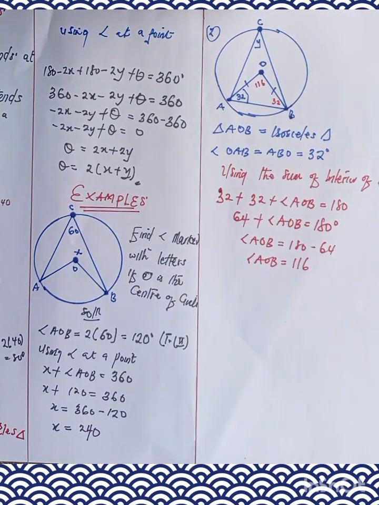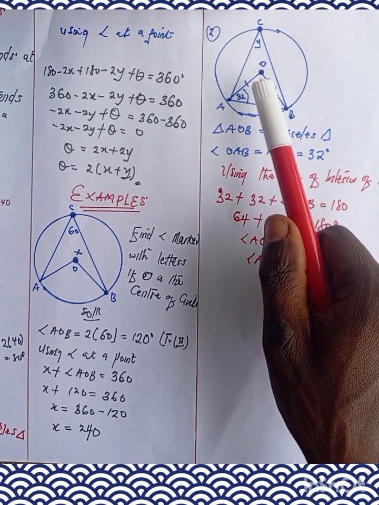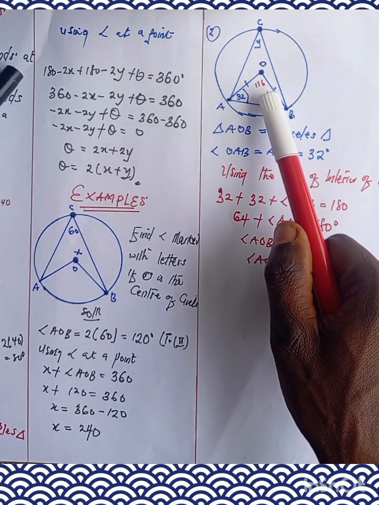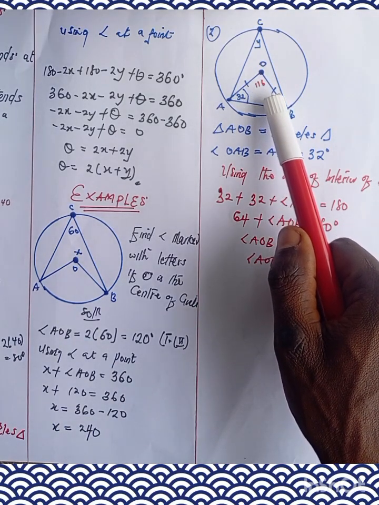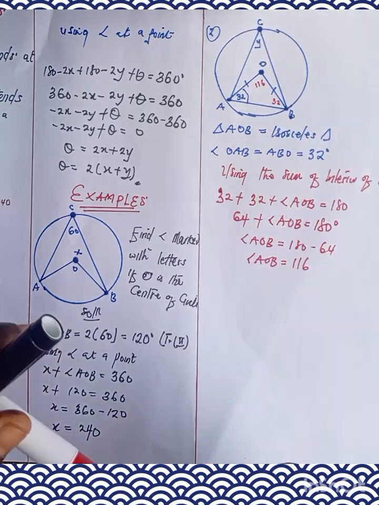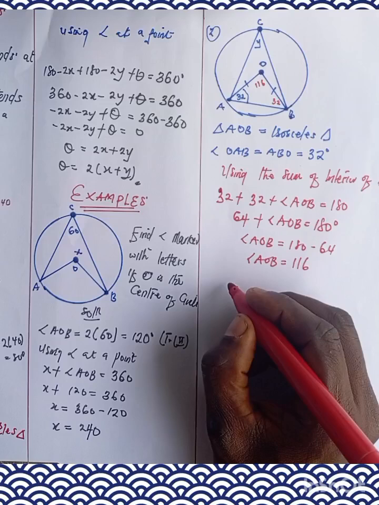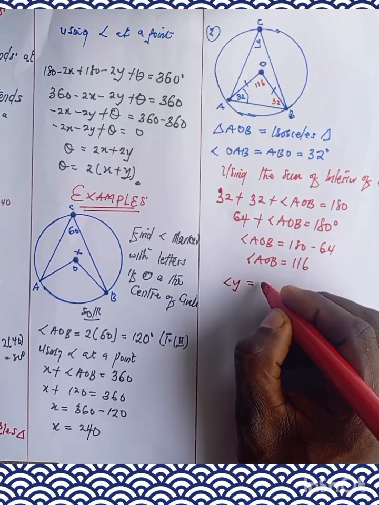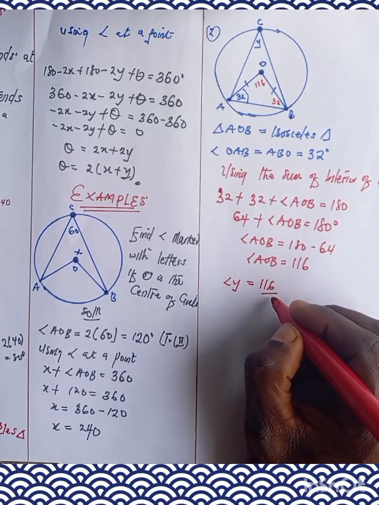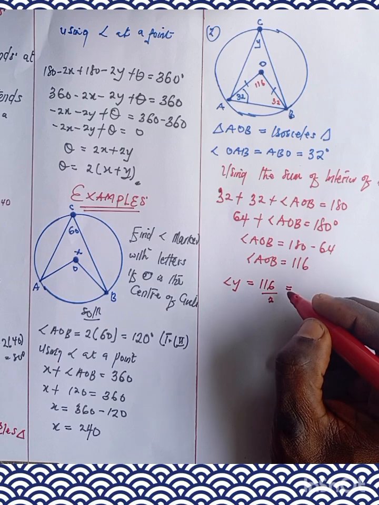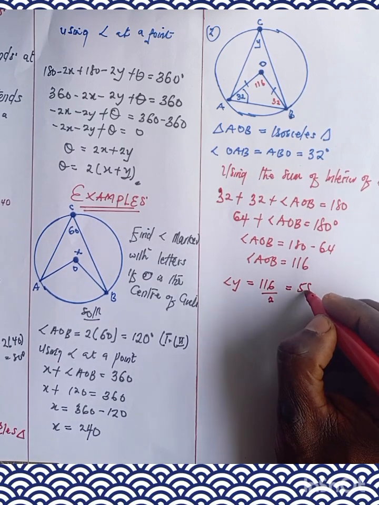Now from here we can apply theorem 2, which says that the angle a chord subtends at the center of the circle is twice the angle subtended at the circumference. So if this angle is 116, our angle y is going to be 116 divided by 2, and that should give us 58.